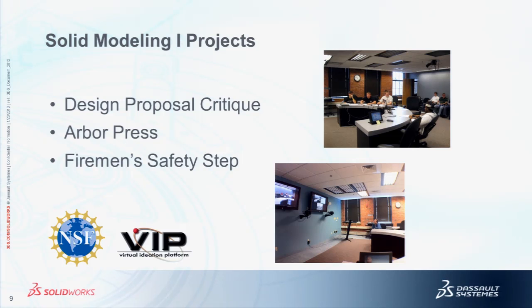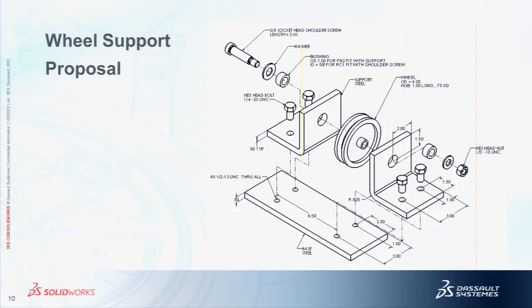And the idea is how can groups of students work in a collaborative sense, basically as virtual teams. And these shots here, I included, are students that worked on the arbor press, which originated at Central Maine, and that is some shots of our video conferencing center. So this is how we communicated back and forth. So a little bit more on that later. And the last thing I'm going to talk about is the fireman safety step, which is kind of an interesting little thing. Let's start over here with this proposal.